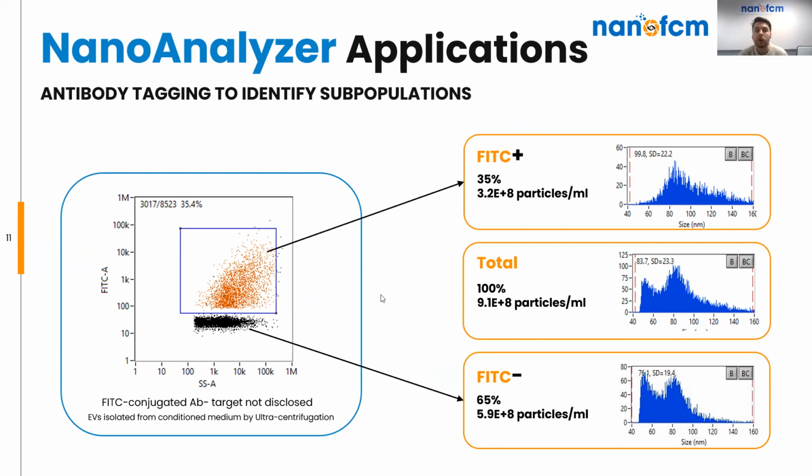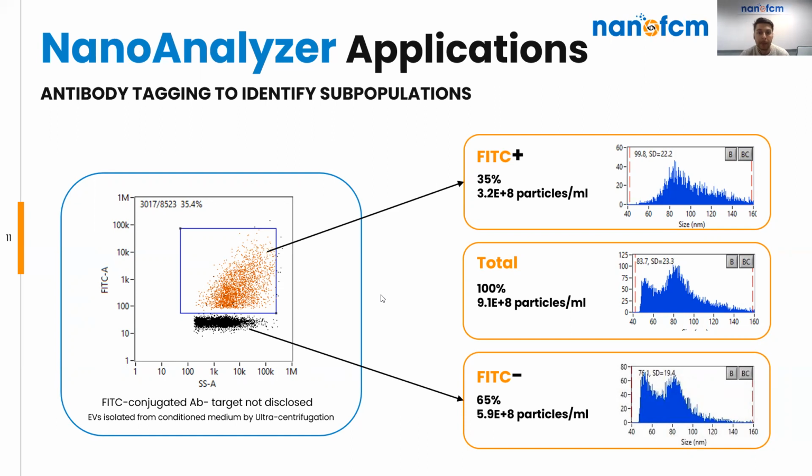And we can see that we've got two distinct sizes of particle population. We've got the large population at approximately 85 nanometers, ranging up to 120. And we have a smaller population around the 50 nanometer range. Once we gate for the fluorescent population, we can see that all the labeled EVs belong to this larger size population, as well as making up 35% of the particles, being about 3.2 times 10 to the 8 particles per milliliter.